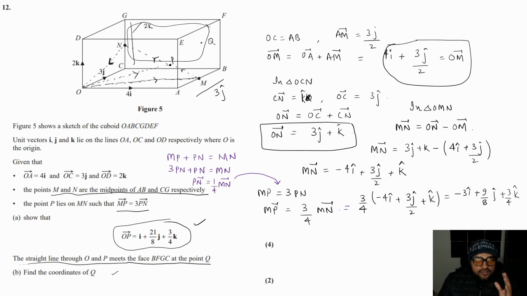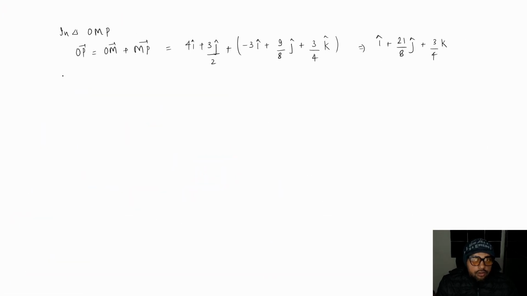So I will not draw the diagram here. If I say OQ vector, if you are able to visualize it, what will be the component? First of all, since we have got the value of OP vector equals i vector plus 21 by 8 j plus 3 by 4 k, OQ vector we need to calculate.